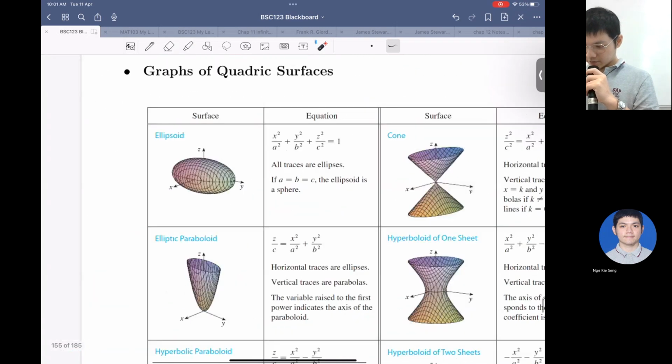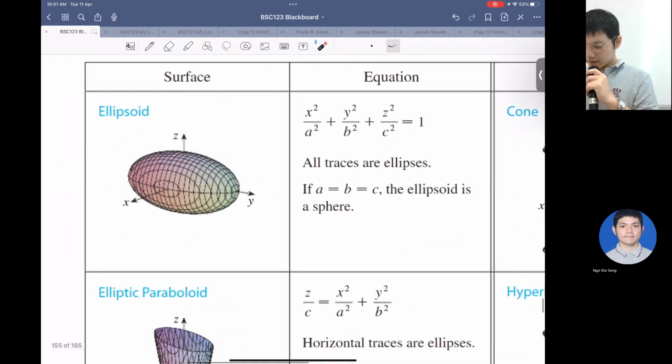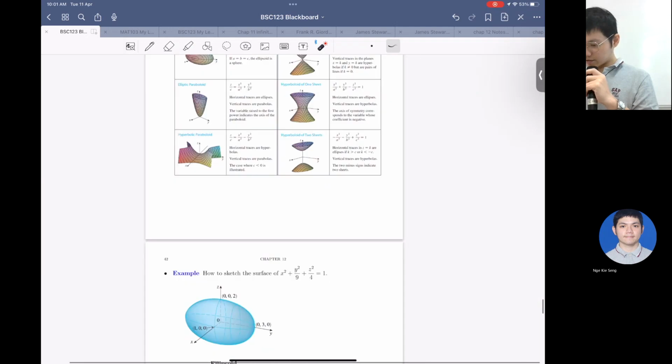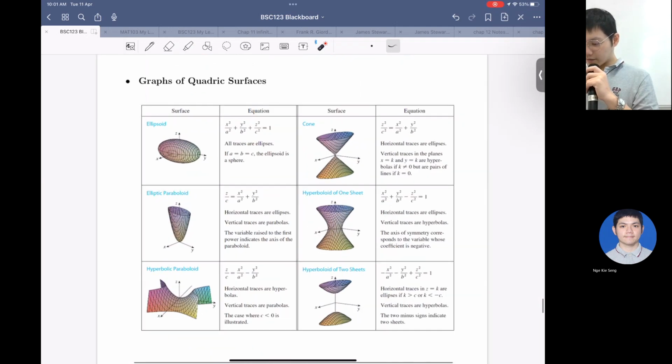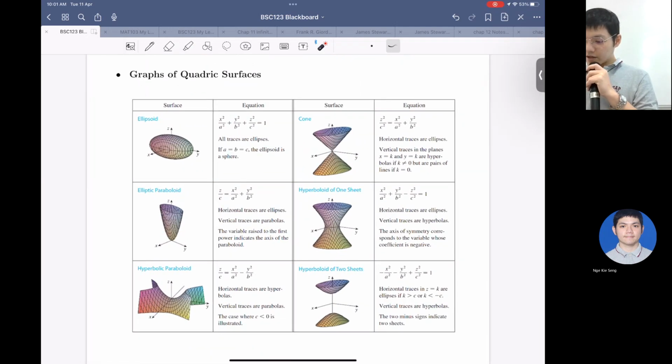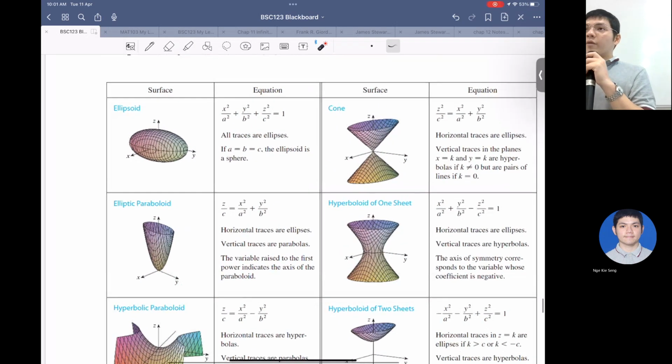Let's see what we have. So we have altogether six of them, and we look at them one by one. When we look at them one by one, it's important to see the cross section of each shape, because the question will involve giving you a cross section and you try to figure out what the shape is, or giving you the shape and then figuring out the cross section.